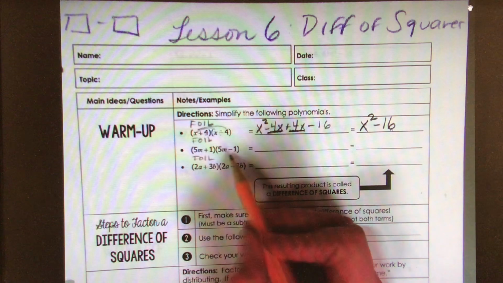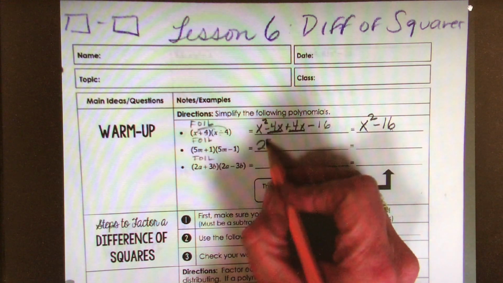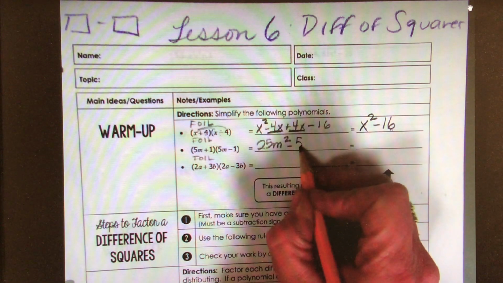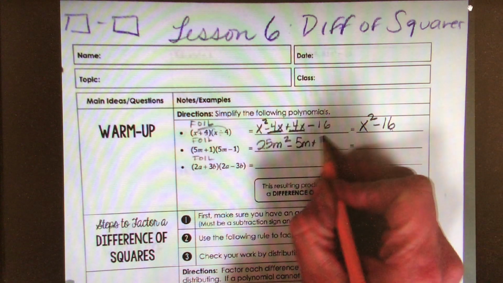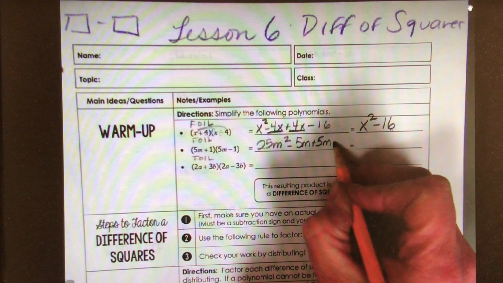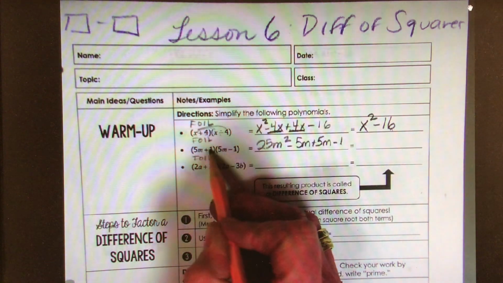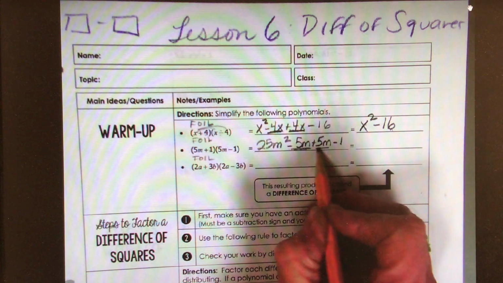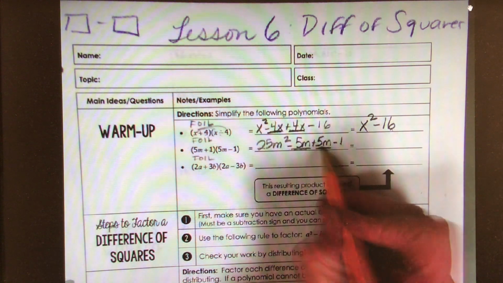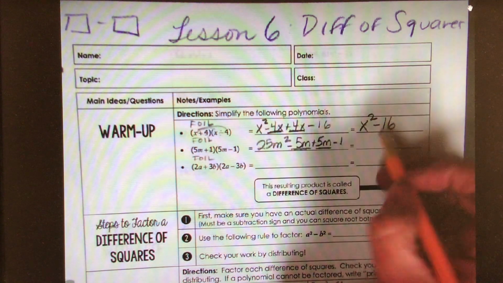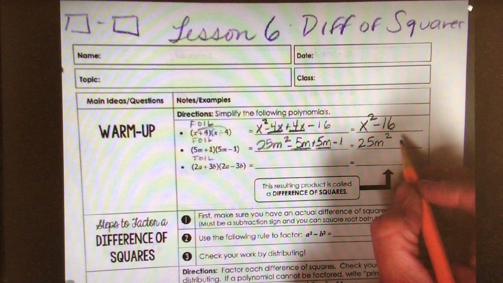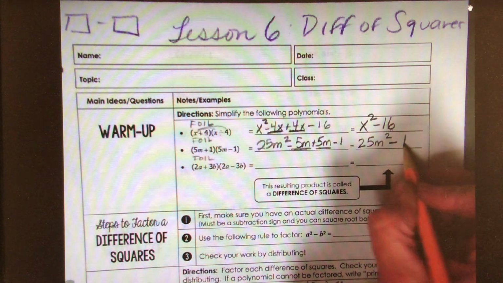So if I FOIL out these two, I have 25m squared minus 5m plus 5m. And then I'm going to subtract my 1 at the end. And you're going to notice that I have my opposites again, negative 5m, positive 5m. So they go away. They become 0. So I end up with 25m squared minus 1.